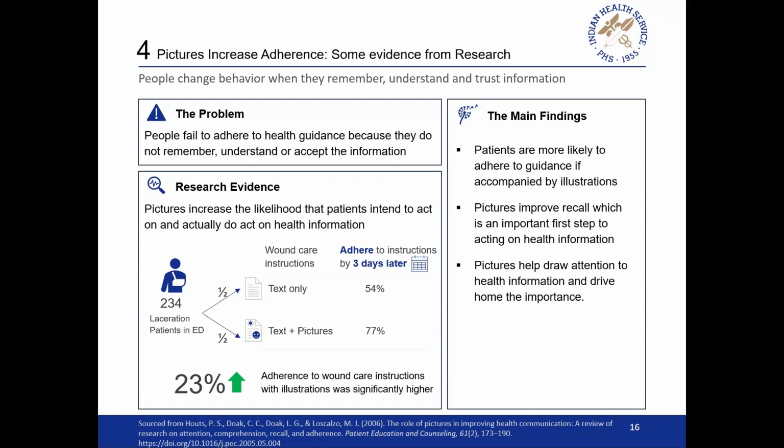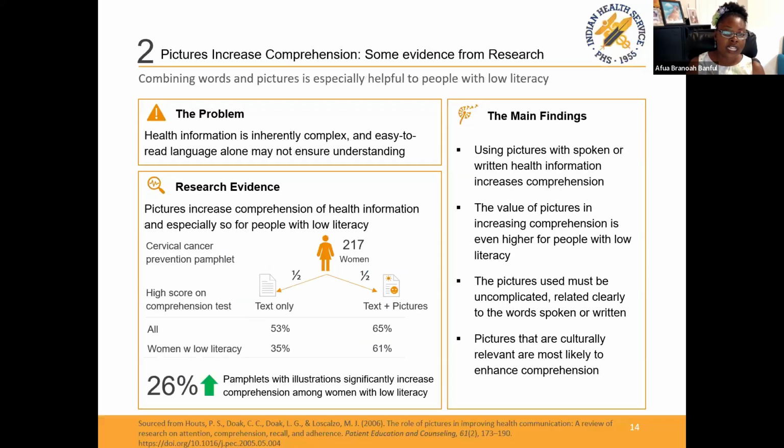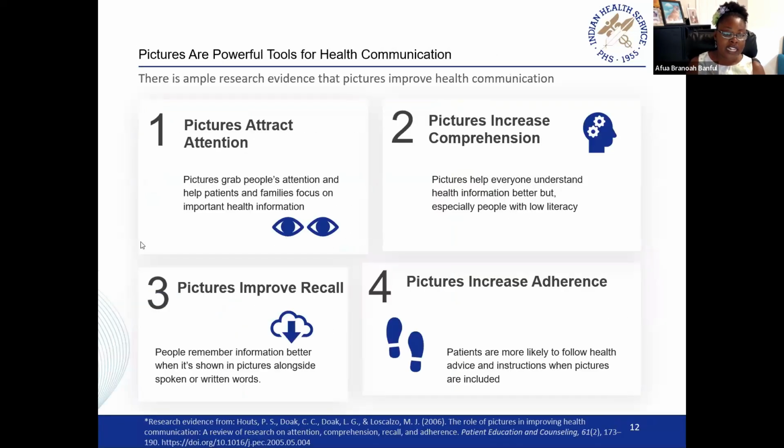Patients are more likely to adhere to the guidance if it's accompanied by illustrations. And importantly, it improves recall because sometimes people do intend to do something, but in the moment they've forgotten what it is that they need to do. So let me just come back to the summary page here. Now we have stories against all of these. And I say stories as in research evidence that hopefully you can quickly share with yourself and with others when you are in a position to include pictures or not, right?